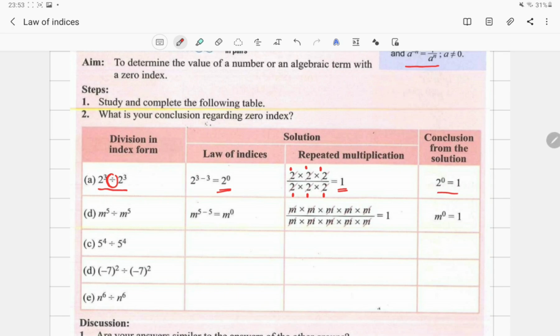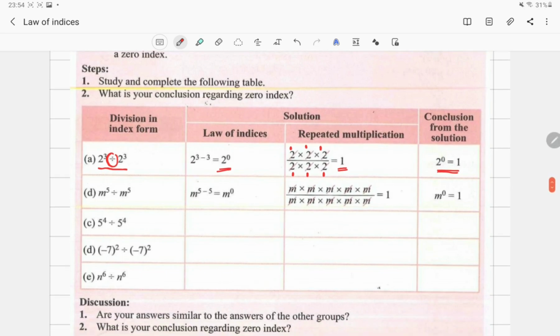Therefore, 2 power of 0 is equals to 1. Now look at another example. This one is actually B. m power of 5 divided by m power of 5. When we use the law of indices, we'll get m power of 0. And when we use the repeated multiplication, we will get 1. Therefore, the conclusion that we can make here is m power of 0 is equals to 1.